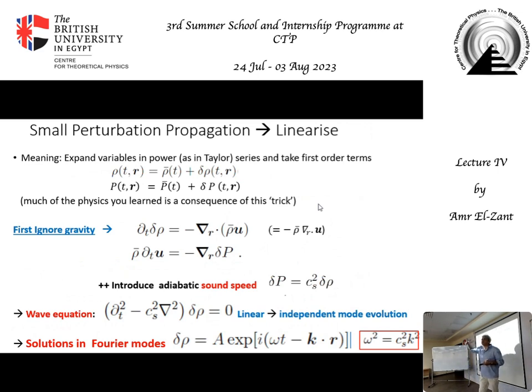And we ignore delta rho squared and so on, because we say delta rho over rho is less than 1. Meaning that if delta is 0.01, then delta squared is 10 to the minus 4, which is 100 times less. Okay? So we ignore quadratic, cubic, whatever terms that are bigger. And we end up with these two equations.